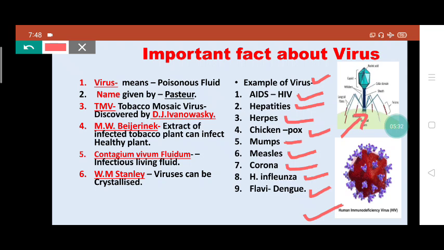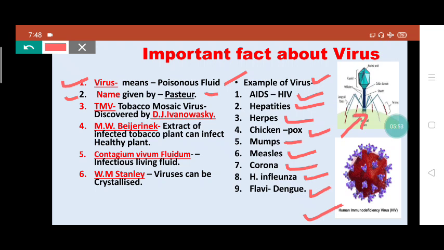First of all, we must understand the meaning of virus: virus means poisonous fluid, and this name was given by Louis Pasteur. I think you know that the pasteurization technique was invented by Louis Pasteur. Even the rabies vaccine was also developed by Pasteur.